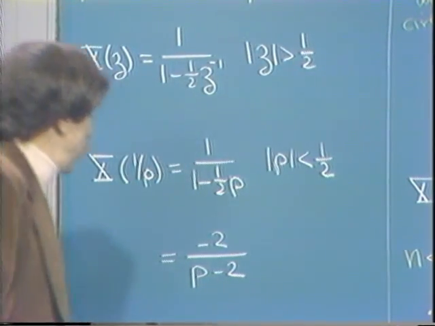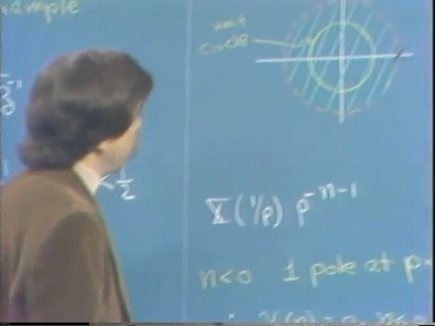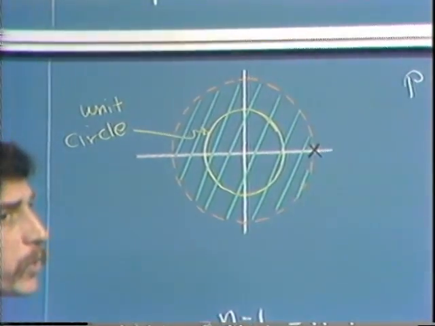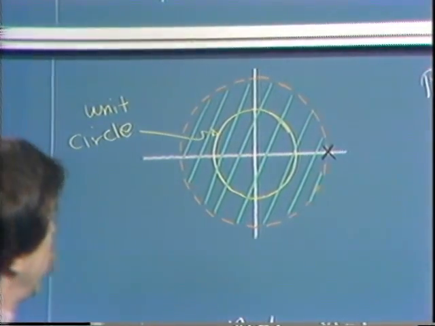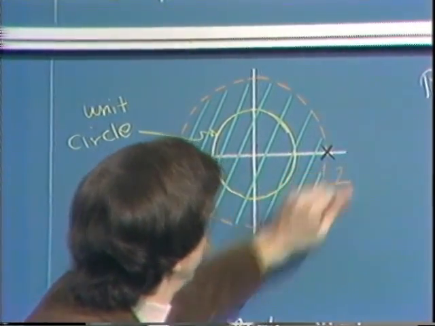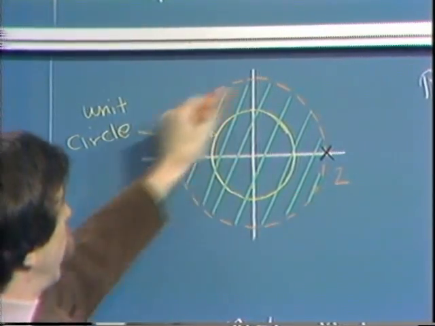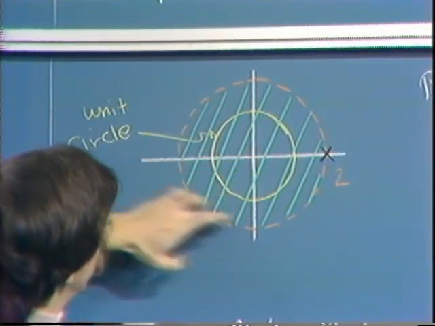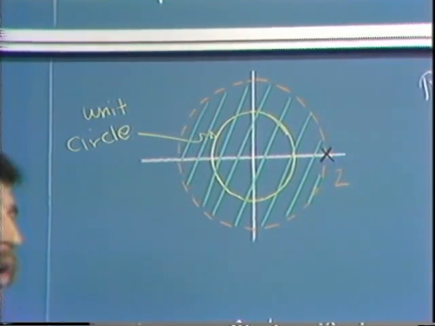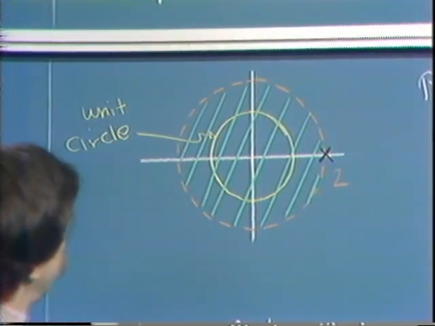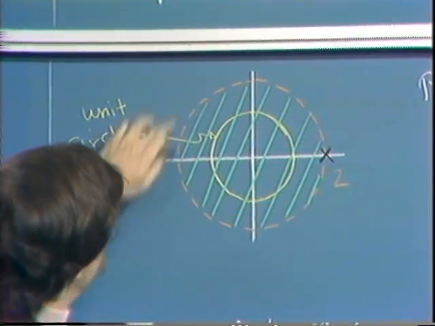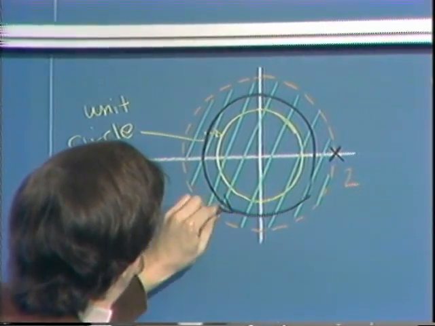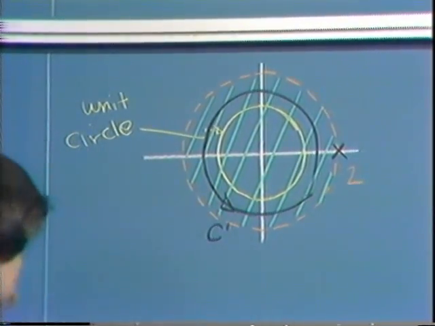If we look at this in the p-plane, we have then a pole in the p-plane. The pole in the z-plane was at z equals a half, so the pole in the p-plane is at p equals 2. That's now outside the unit circle. The region of convergence now is inside the circle of radius 2. And where is the contour of integration c prime? Well, that now is inside the circle of radius 2. For example, let's draw it here. So this is now the contour c prime.